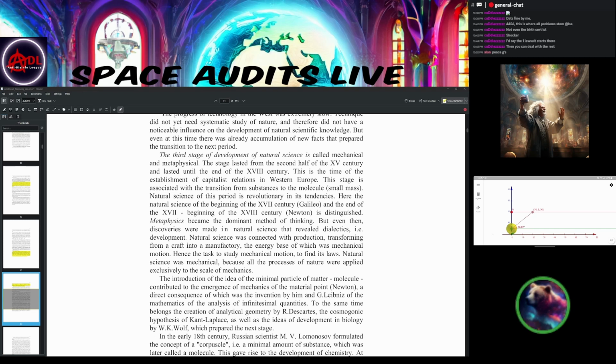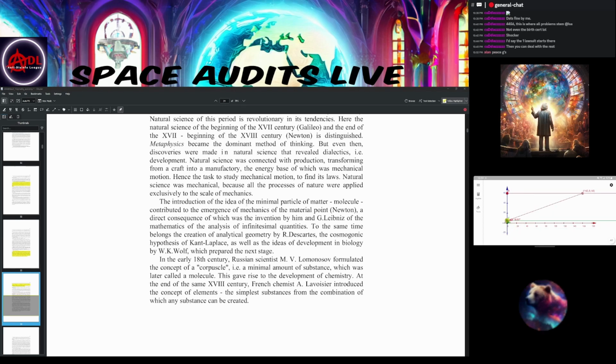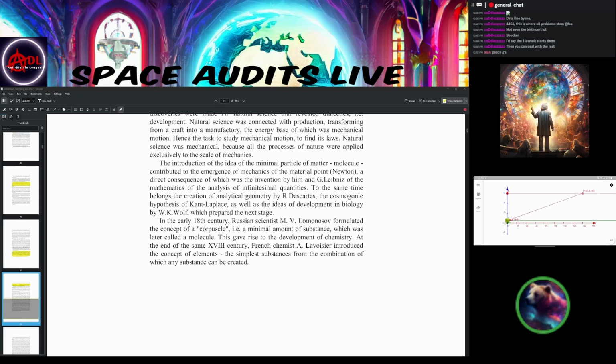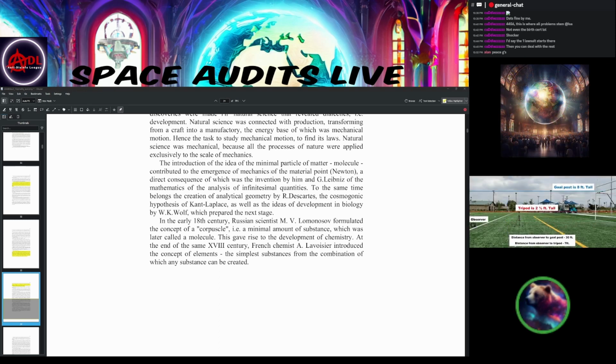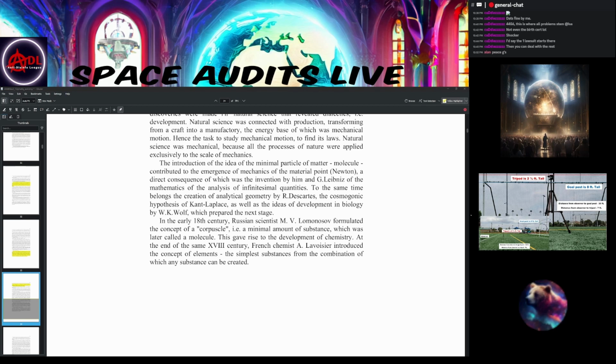which was mechanical motion. Hence, the task to study mechanical motion and to find its laws. Natural science was mechanical because all the processes in nature were applied exclusively to the scale of mechanics. The introduction of the idea of minimal particle and matter molecule contributed to the emergence of mechanics and the material point. From Newton, a direct consequence of which was the invention by him and Leibniz of mathematical analysis of the infinitesimal quantities.